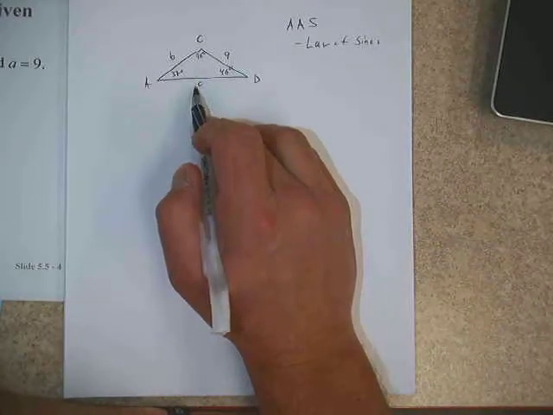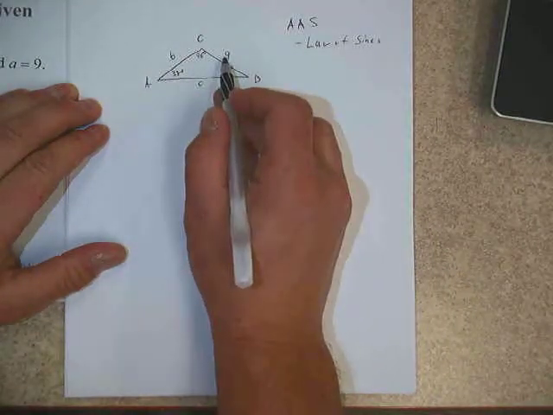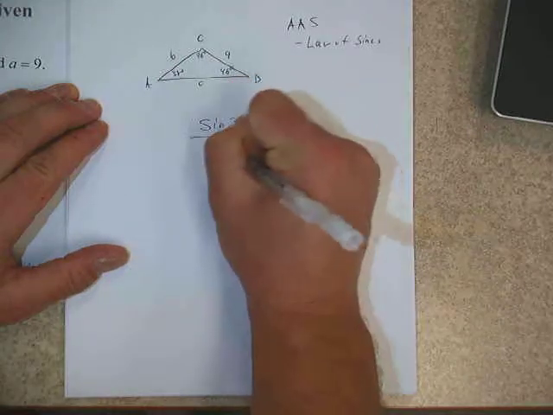All right, and then what I want to do is set up a ratio to figure out side B and side C. So the ratio I'm going to set up is going to start with A because I have angle A and I have side A.